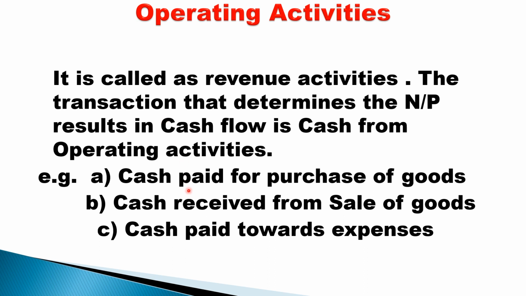Example, cash payment for purchase of goods, cash received from sale of goods, cash paid towards expenses. Other example, cash received from incomes. So any cash received, any cash paid on operating activity, it's called cash flow from operating activities.